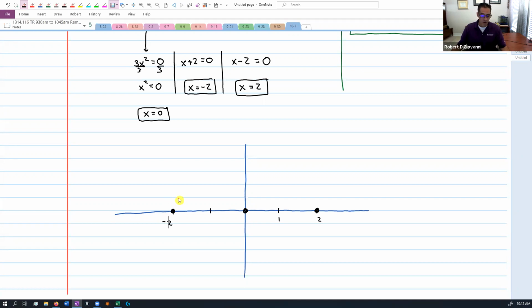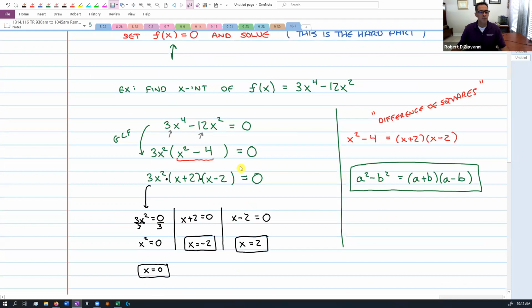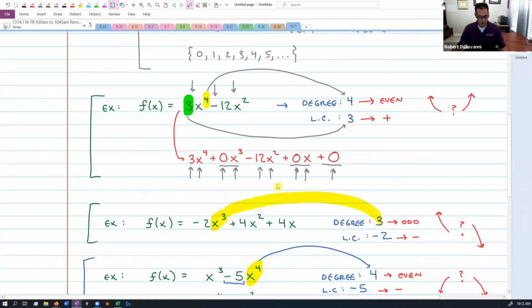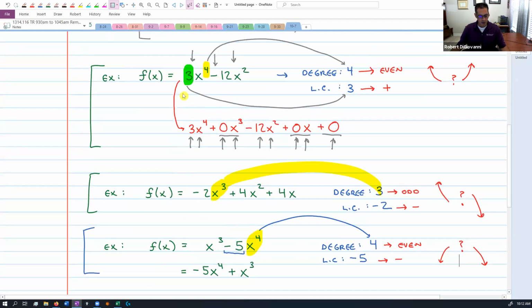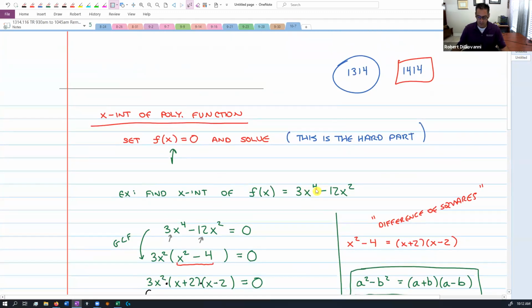You would also know the end behavior, wouldn't you? Don't you know the end behavior? We did this problem, right? This problem right here, when we talked about the end behavior, we said it would go up, up, right? Up, up. And if we look at it again, coming back here, we have 4, that's even. You've got 3, that's positive. You go to your little table, we have up, up, right?